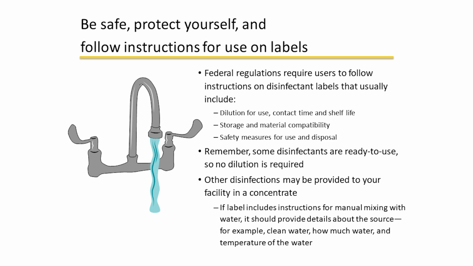Federal regulations require users to follow instructions on disinfectant labels that usually include dilution for use, contact time, and shelf life, storage and material compatibility, safety measures for use and disposal. Remember, some disinfectants are ready to use, so no dilution is required. Other disinfectants may be provided to your facility in a concentrate. If the label includes instructions for manual mixing with water, it should provide details about the source. For example, clean water, how much water, and temperature of the water. Be safe, protect yourself, and follow label usage instructions.